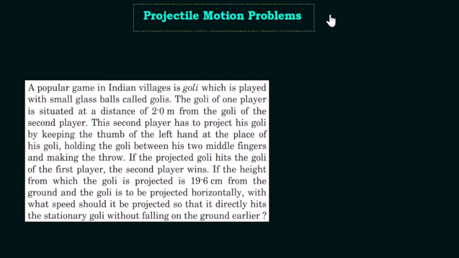In this particular video, we are going to solve a few problems on projectile motion. Our first problem is from HC Verma, and the problem is typically very good. A popular game in Indian villages is goli, which is played with small glass balls, generally marbles, called goalies. The goalie of one player is situated at a distance of 2 meters from the goalie of the second player.